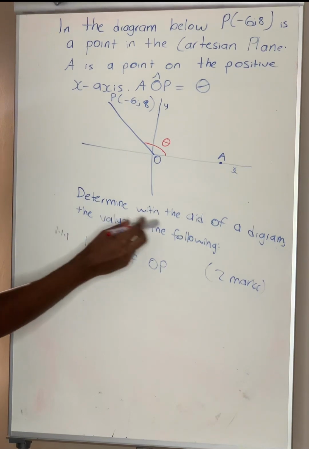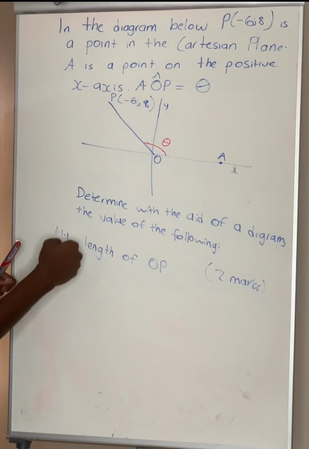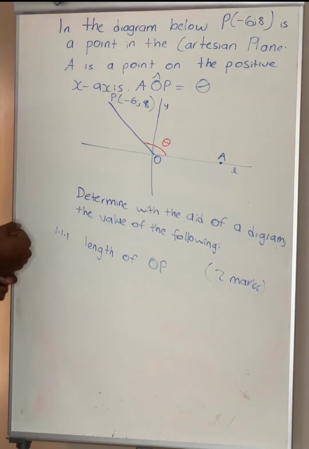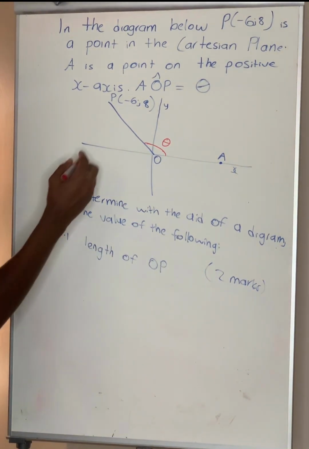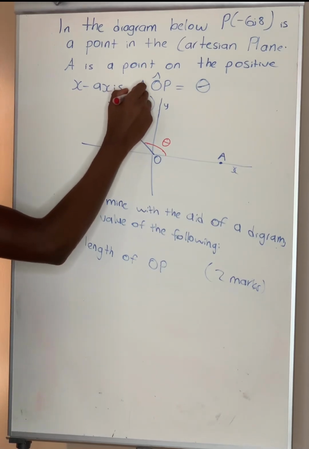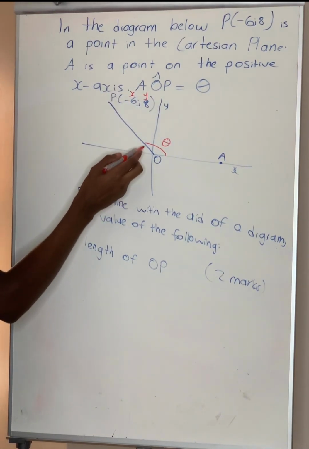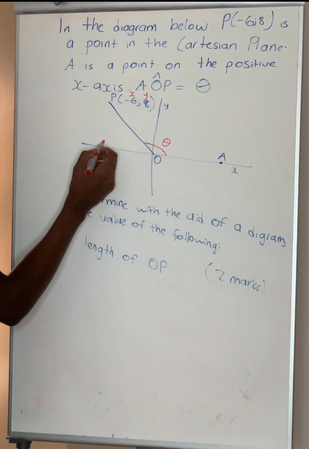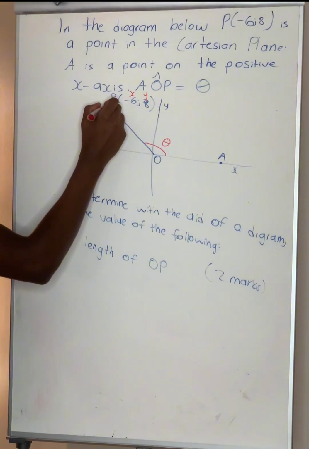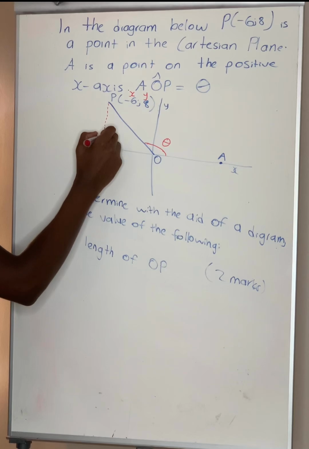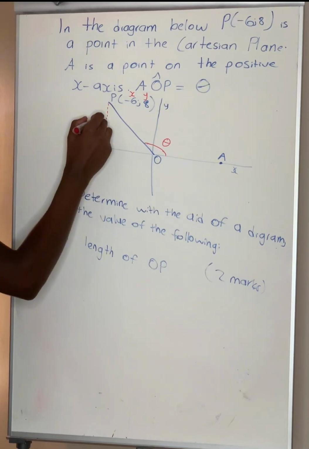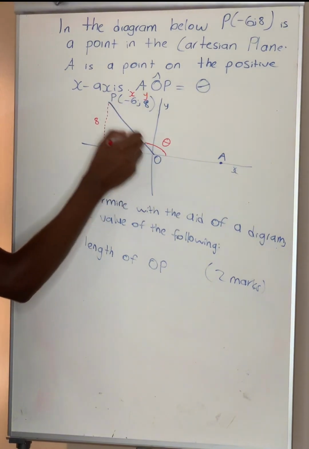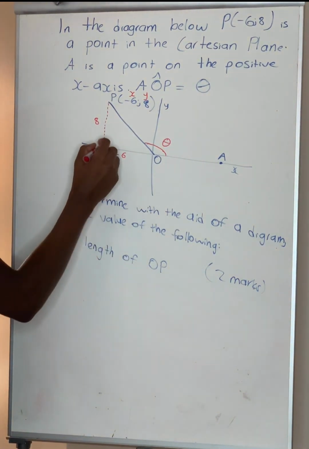And then we're asked to determine, with the aid of a diagram, the value of the following: the length of OP, for 2 marks. So this is OP over here. We have this x value and this y value. When looking at OP, x is this direction and y is this direction. So over here it's 8, over here it's -6. We are looking for OP, and OP is the hypotenuse.